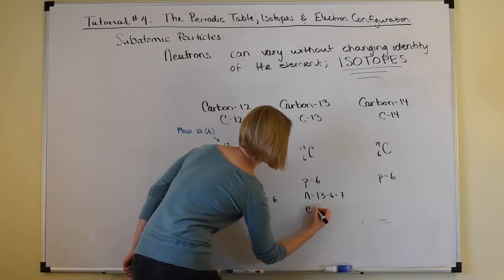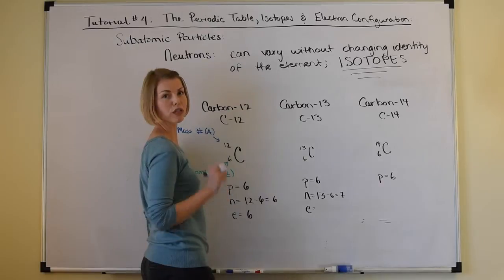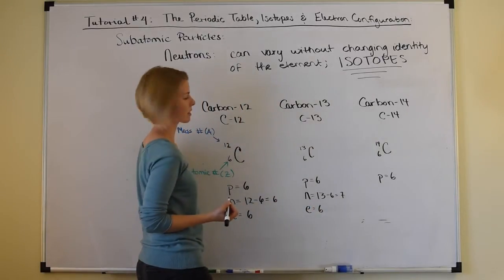For the number of electrons, just check to see if it's a neutral atom or if it's charged. This one's neutral, that makes it easy. The number of electrons is equal to the number of protons.